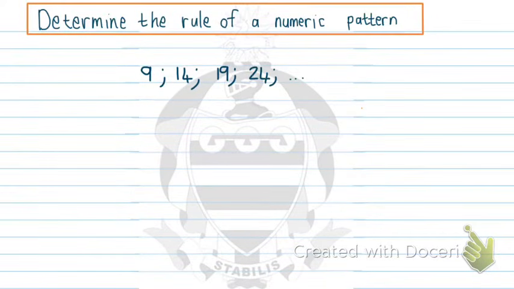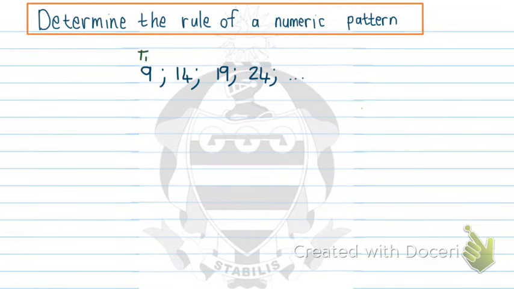This video is about how to determine the rule of a numeric pattern. A numeric pattern, we know by now, is a pattern which has a constant difference, which means something is added or subtracted all the time to get to the next term. So let's say the following pattern was given: 9, 14, 19, 24.